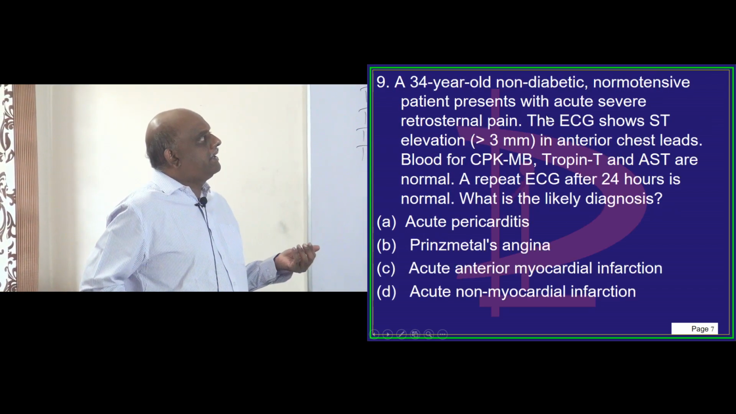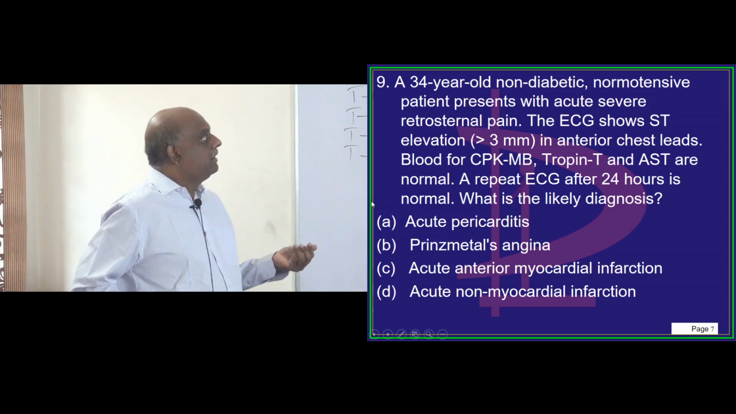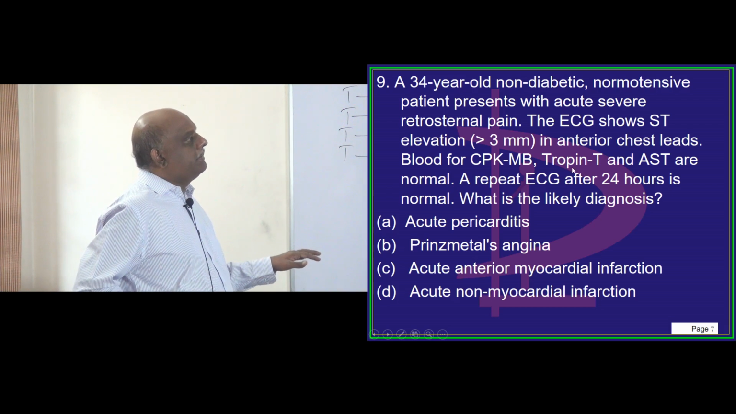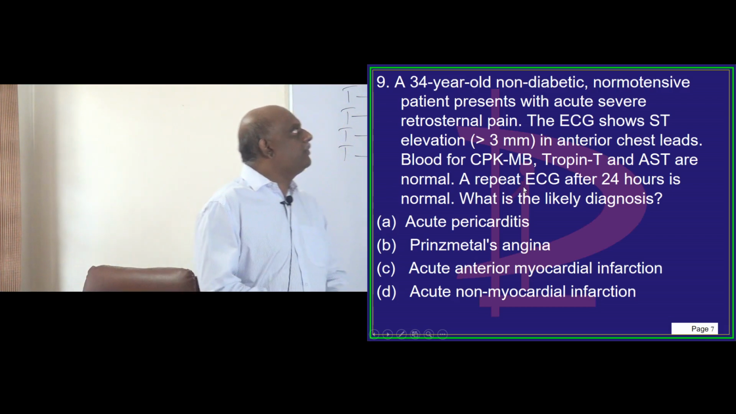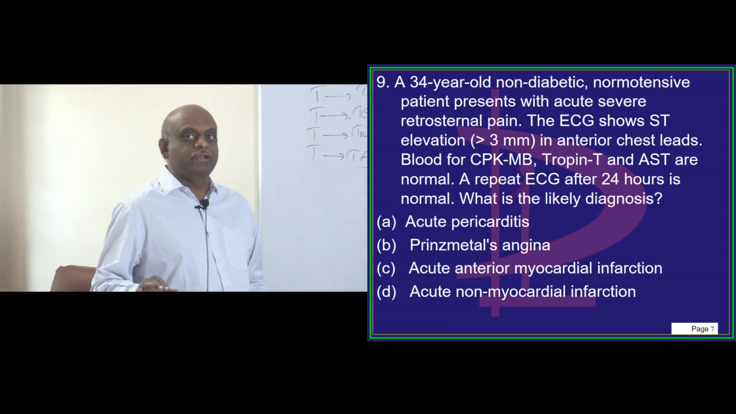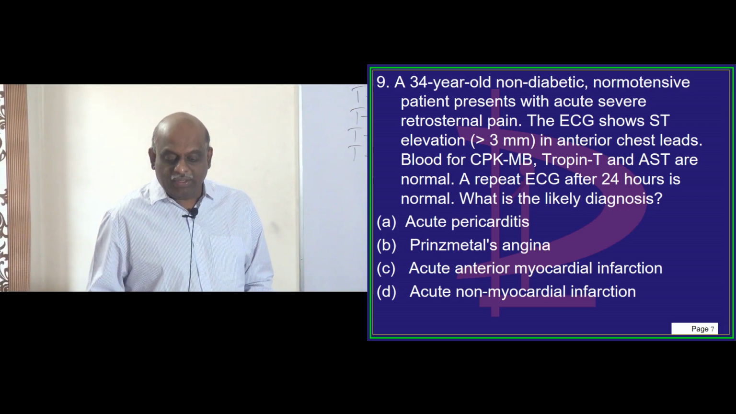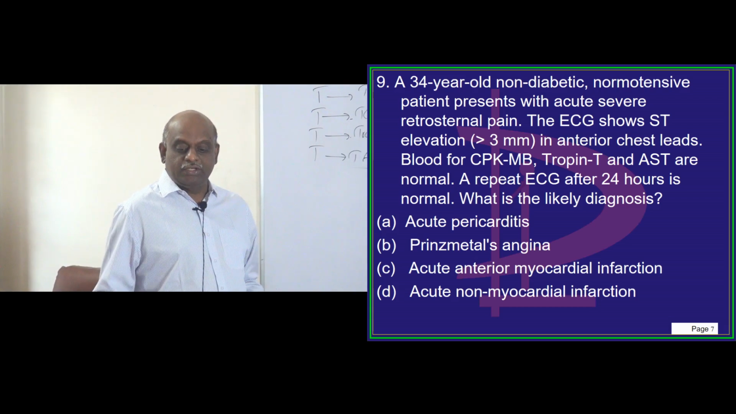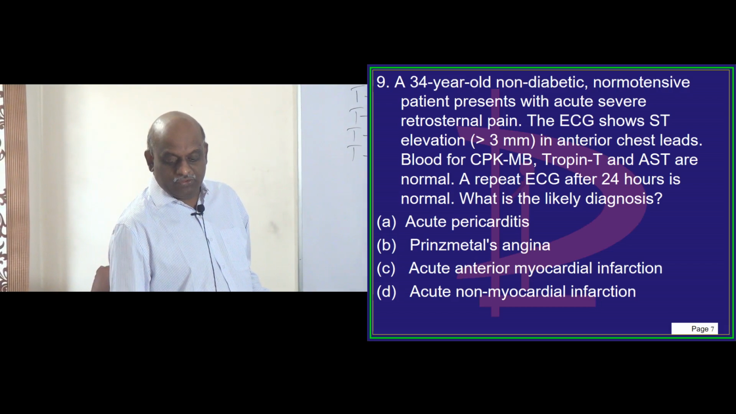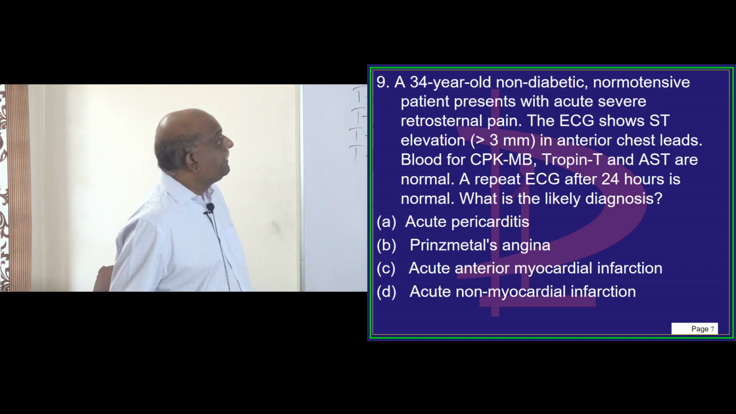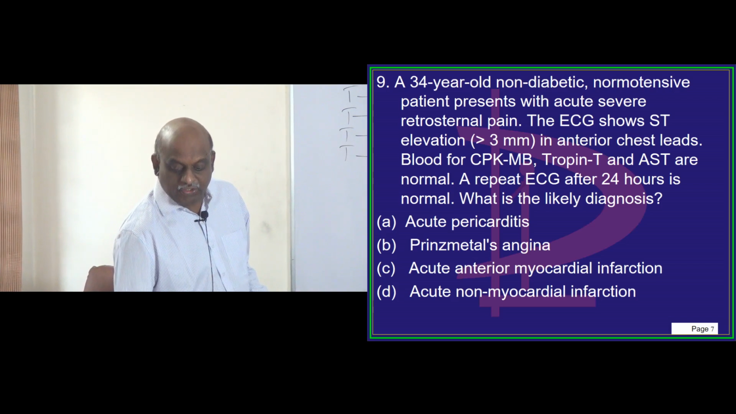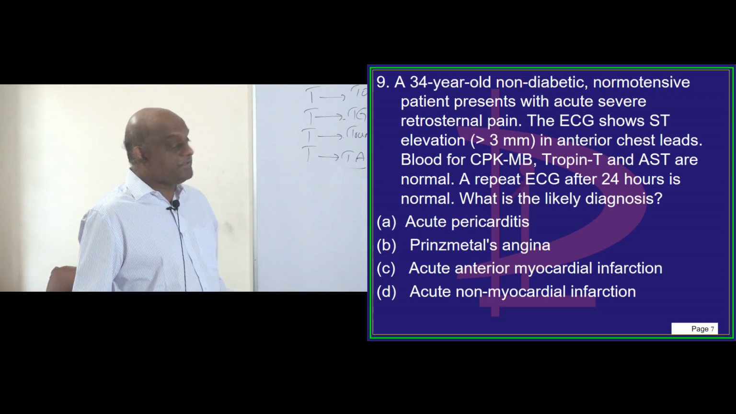34-year-old non-diabetic, normotensive, ST elevation, but trop T is normal and a repeat ECG after 24 hours is normal. Question number 9 is for a bet by all of you. Please punch your answer, doctor. Shoot your answer. Sudha, Vipul, Monica, Abhishek, Sareem Hussain, Saumi Mandal. Please punch your answers for this question. That's good. I can see B versus D.